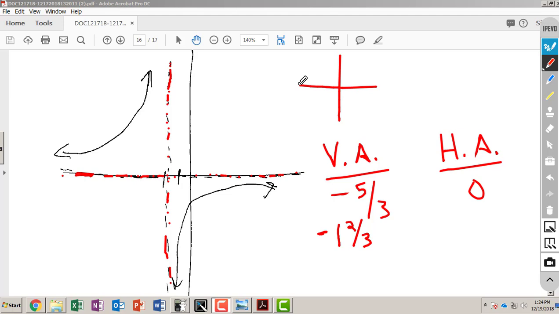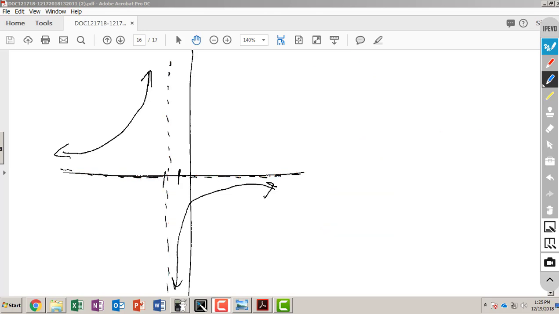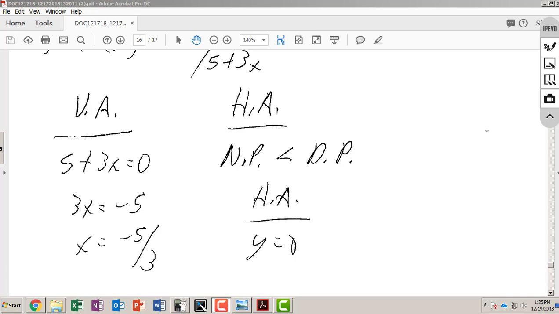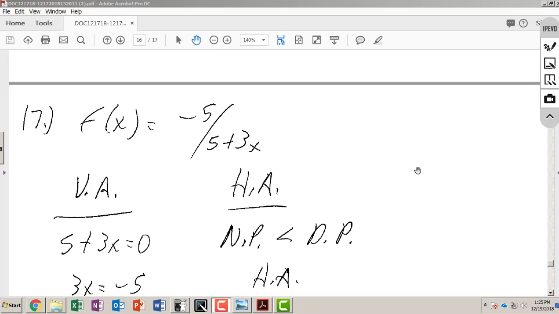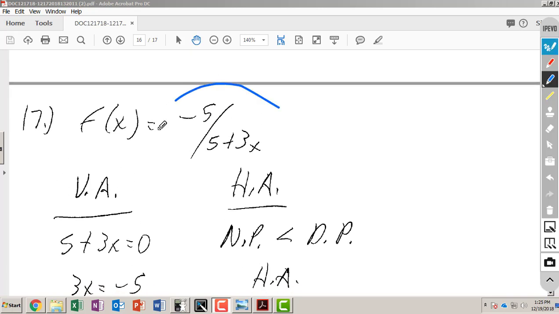So this is our basic shape, which looks like this and this, but we also know that it can be switched. So in other words, it could be this or it could be the top one. So top or bottom. To figure out which one it is, you're just going to refer back to your original equation. So here's my original equation right here, which is -5 all over 5 plus 3x.